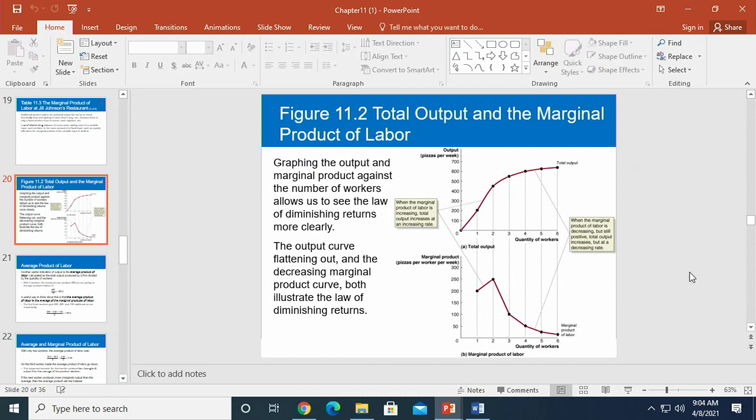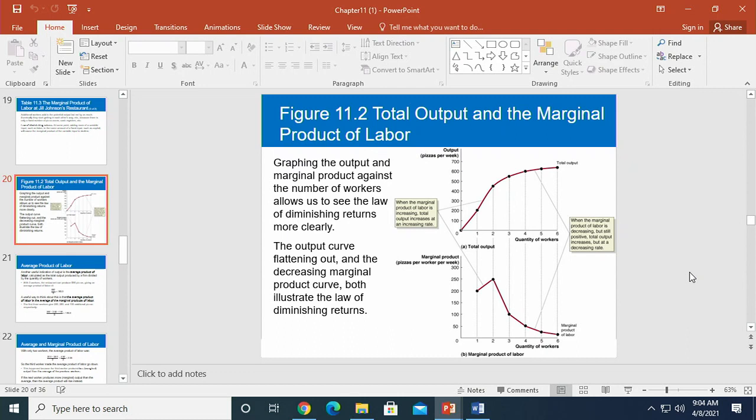Okay, so the marginal product of labor is going to initially increase. As you go from 1 worker to 2 workers, we're getting more productive. And then over time, as you add more workers to that fixed amount of capital, you're going to see their marginal product of labor decline.